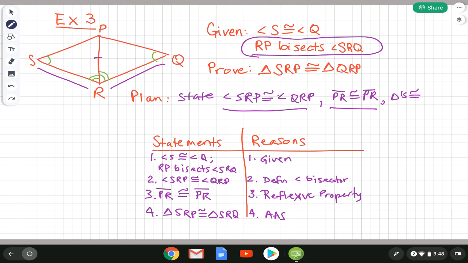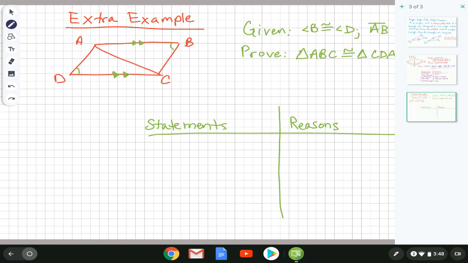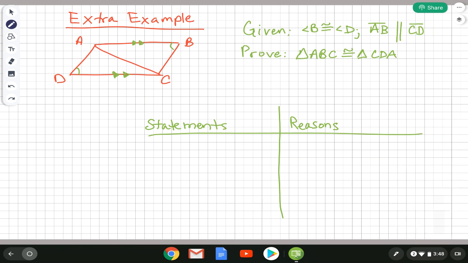Okay, so when you're trying to do these proofs, once we start seeing several of them together, right now they're kind of giving us a certain way they want us to prove it, but you're going to have to be able to look at a figure and find the easiest things you can prove are congruent, and then pick the theorem based on that.